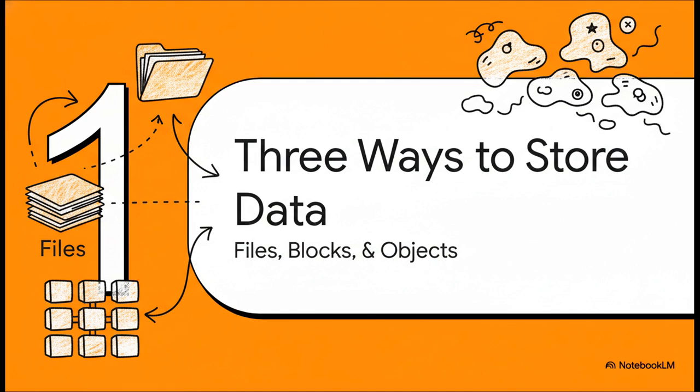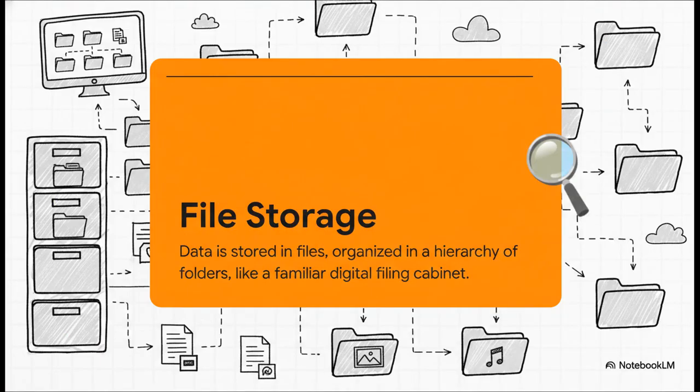We're starting with the fundamentals. There are basically three main models for storing data, and each one has its own unique personality, its own strengths and weaknesses. First up is file storage. This is the one we all know and love. It's basically a digital filing cabinet. You've got your files, your JPEGs and your Word docs, and you stick them in folders. And those folders can go inside other folders. It's super intuitive, it's hierarchical, and it's perfect for your personal computer or a shared drive at the office.